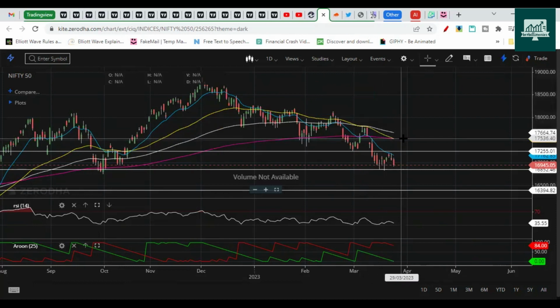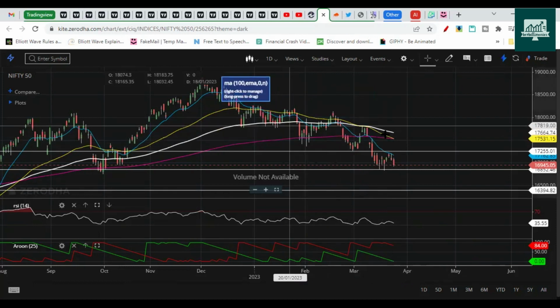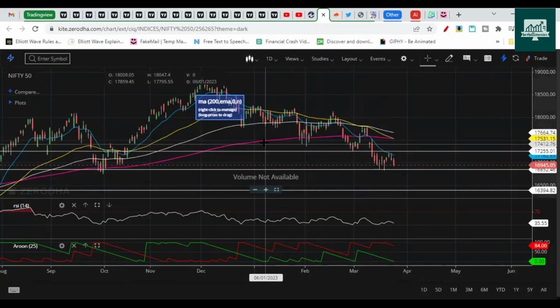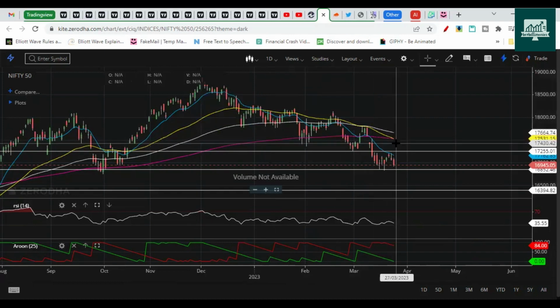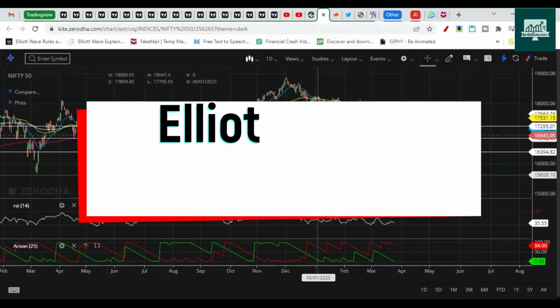So we are going to get a death cross. When the 50 EMA crosses the 200 EMA, it is called a death cross, and this is considered a bearish signal. So let's move to the Elliott Wave analysis.